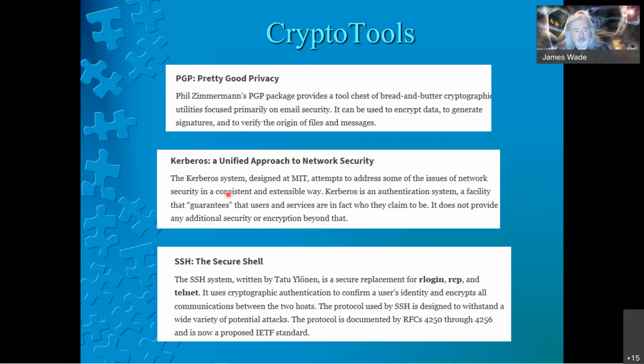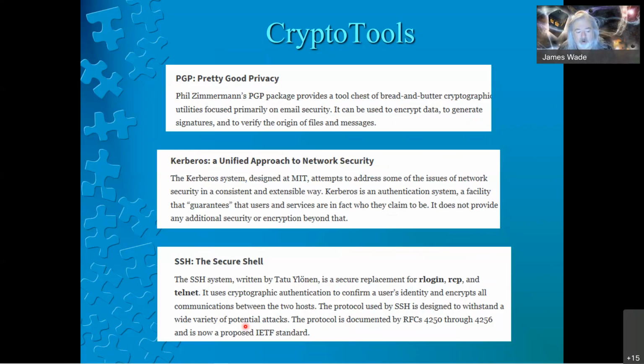Kerberos is a unified approach to network security. It attempts to address some of the security issues. It's an authentication system that guarantees users and services are who they claim to be. When you use something like SSH or some type of service to connect to another Unix server, it's using Kerberos to ensure that that user is allowed access to the service. It uses ticket exchanges between the two, issuing a ticket on one side, and then you use it on the other side.